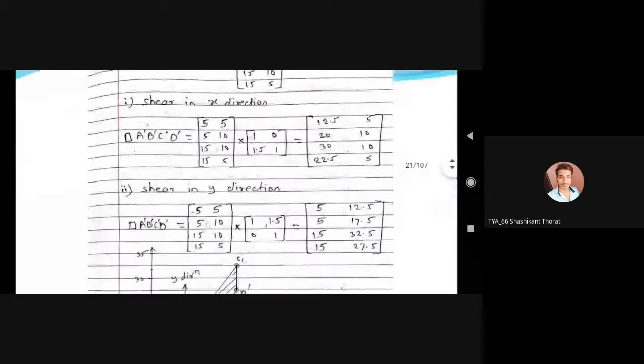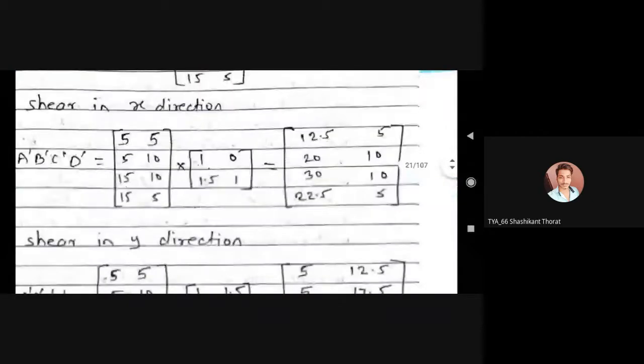ठीक आहे. So I will give one demo of the multiplication. So write down first, multiplication आपण करून बघूया. किती आहे? 5, 5, 5, 10, 15, 10, 15, 5. This is one matrix into another matrix 1, 0, 1.5, 1. Okay.